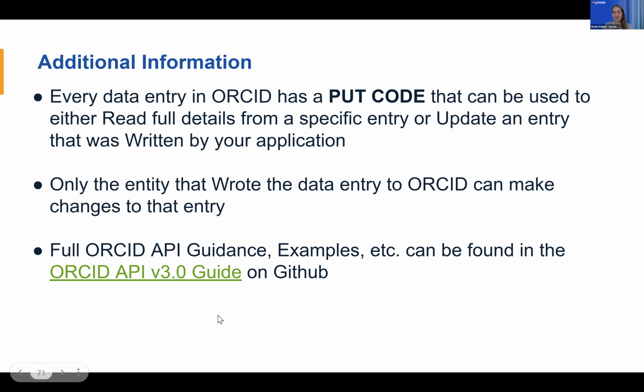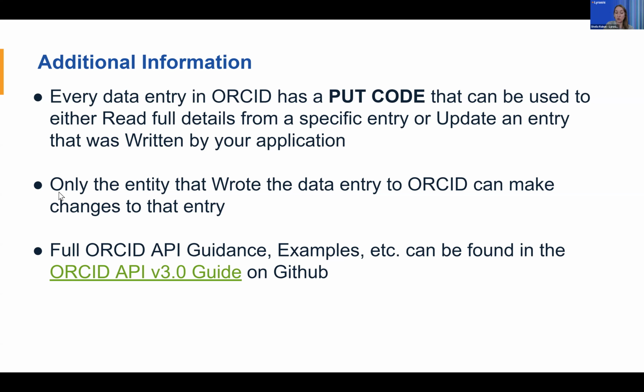Now, just a few additional things that you need to know. Every data entry in an ORCID record has something that's called a put code, whether the individual added that information themselves or if it was added by you through the API. There will be a put code associated with that entry. And that is what you would use if you wanted to read full details from a single entry on somebody's ORCID record, or if you wrote information to somebody's ORCID record and you want to be able to make an update to that metadata, you're going to need that put code.